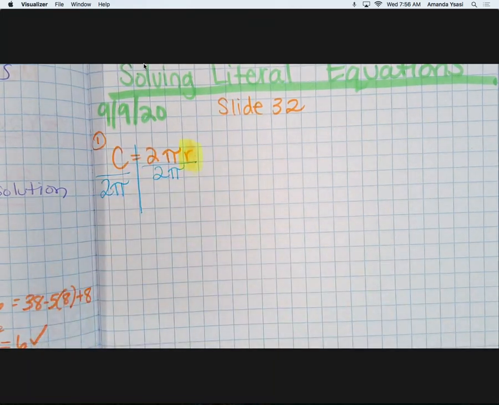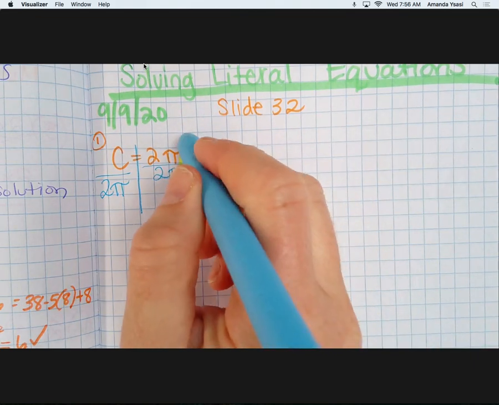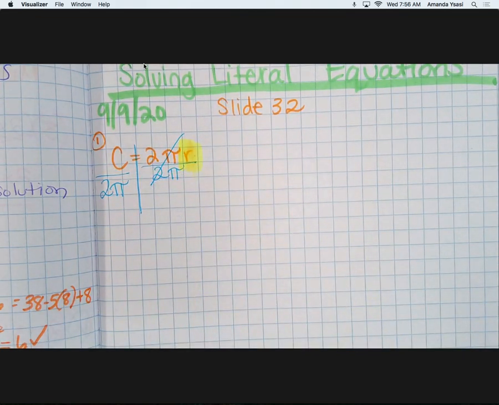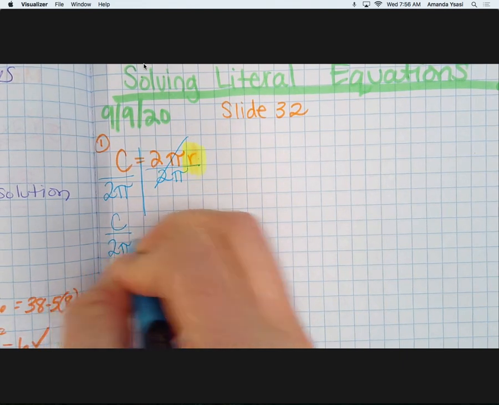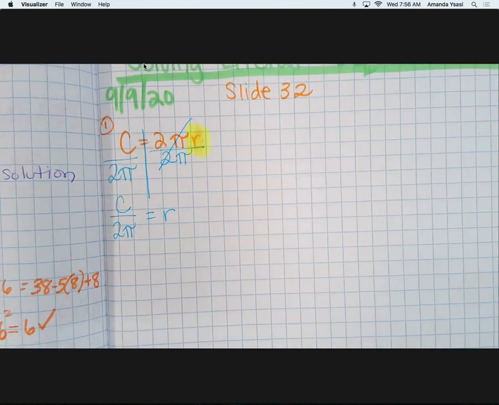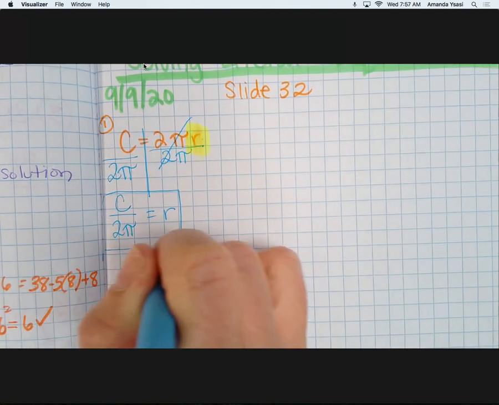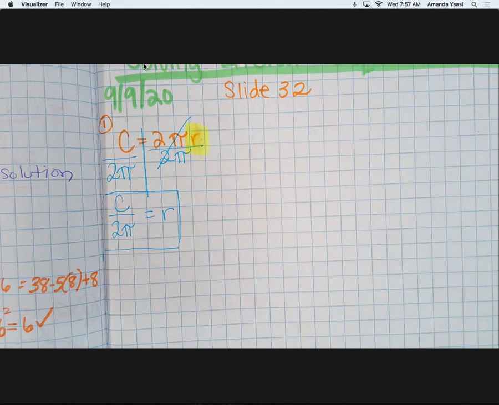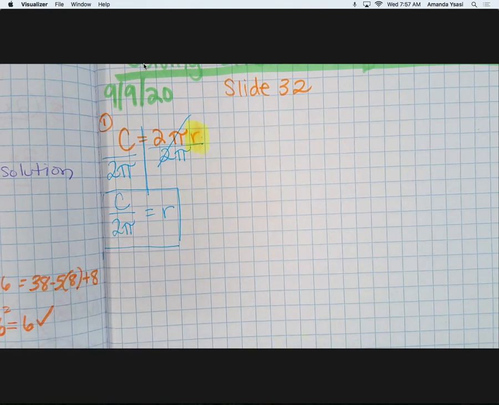So we're going to leave pi just like it is. What happens when we have 2 pi over 2 pi? Equals 1. So what we're left with is C over 2 pi equals R. And that is our answer. There's no simplification. We can't simplify anything. C is a variable. Pi written as the symbol is the most simplified it can get.